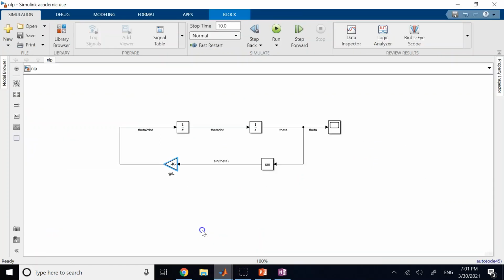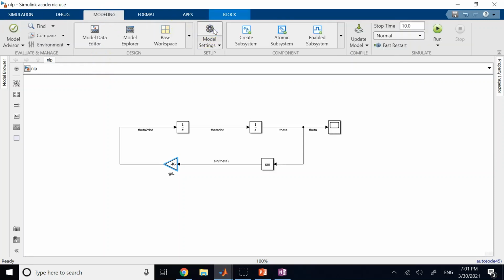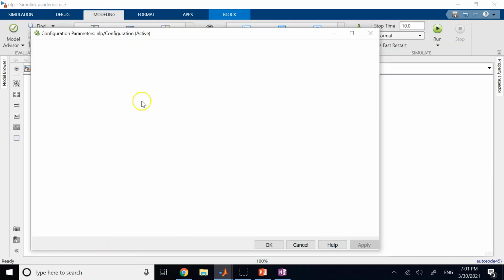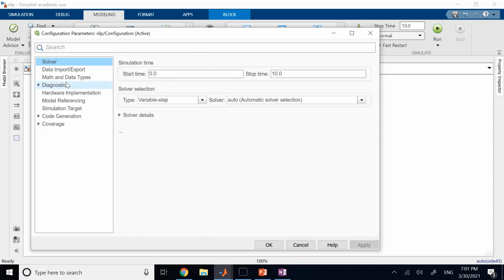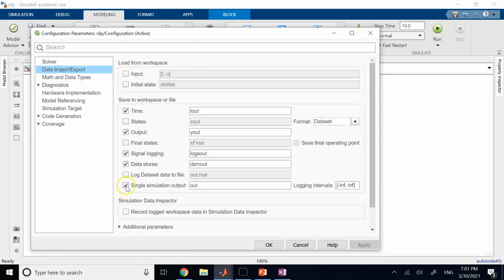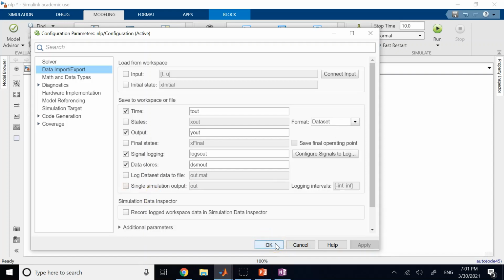What you need to do is come back to Simulink, go under modeling and go to the model setting. And then on the left side you see data import/export. Here, this guy, that's a single simulation output. Call it out. You uncheck this. This way, it's not going to combine all output variables into one structure. It's going to save them each separately as a vector. Okay, so I okay that.